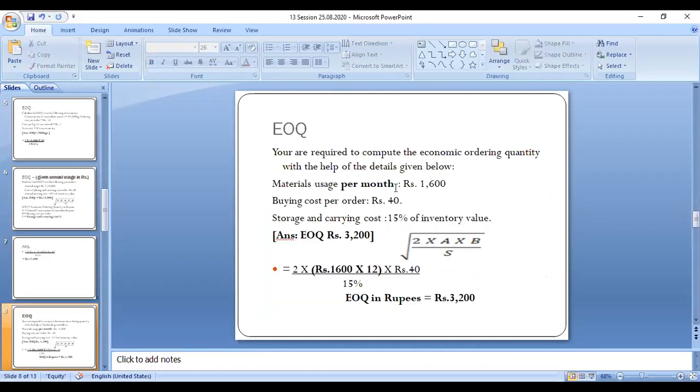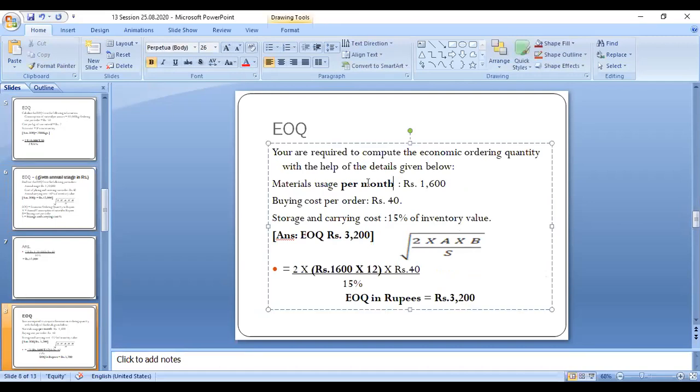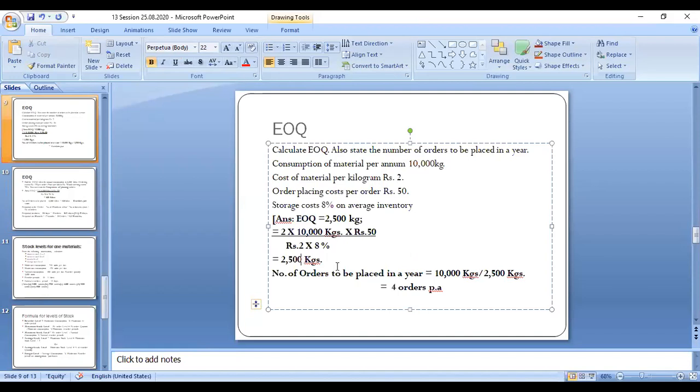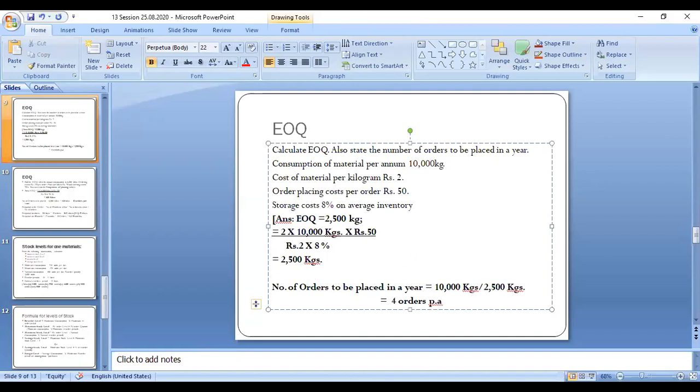A means the annual requirements. If they give it per month, you have to multiply by 12, since there are 12 months in a year. The next case is the number of orders to be placed. How to calculate the number of orders? That is the annual requirements divided by the EOQ, the economic ordering quantity.